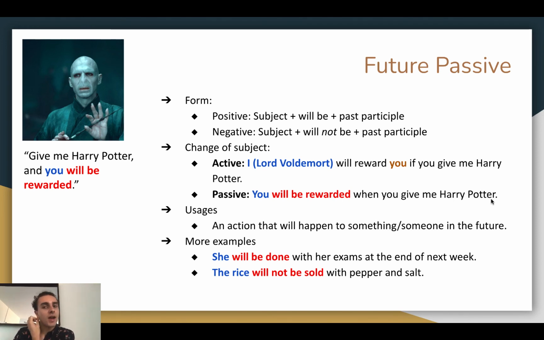So we use the future passive like future simple, an action that will happen to something or someone in the future, right? Some examples are, she will be done with her exams at the end of next week. The rice will not be sold with pepper and salt.